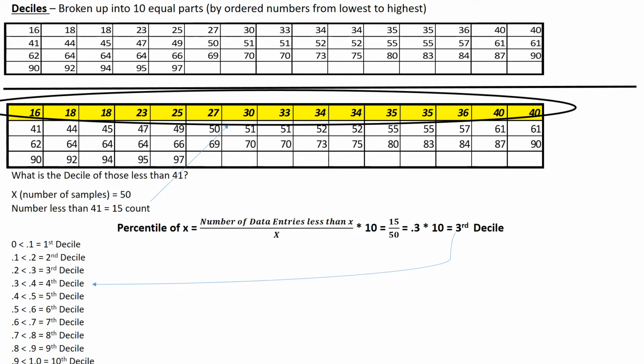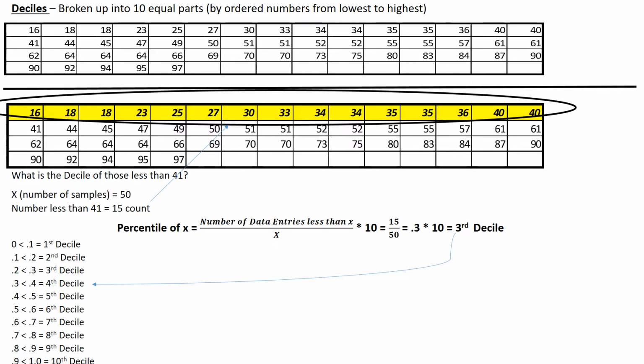Now, there's even deciles, and this is in groups of 10. Again, I've sorted this from lowest to highest, the lowest being 16, the highest being 97. And I want to know what is a decile, which is a tenth, is less than 41. And you can see I've got 50 unique digits here, 50 unique sets of numbers. And I want to know what decile, what group is less than 41.